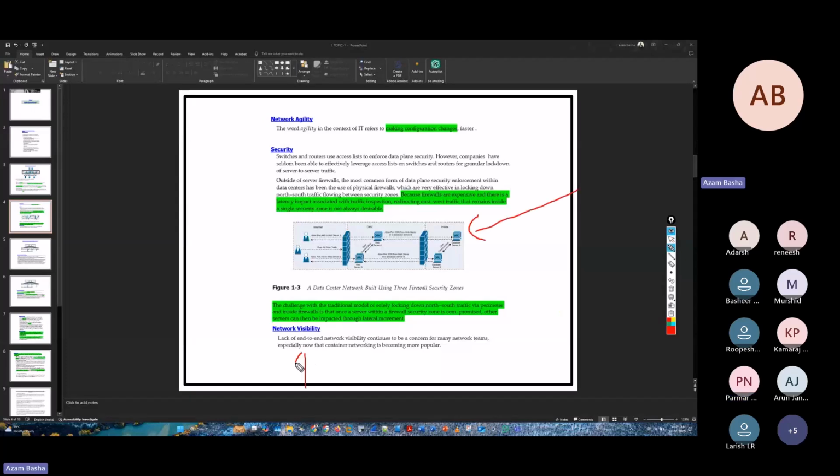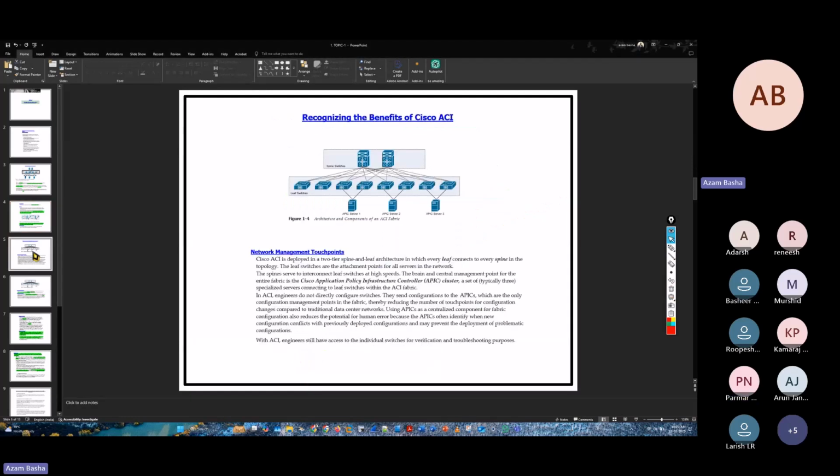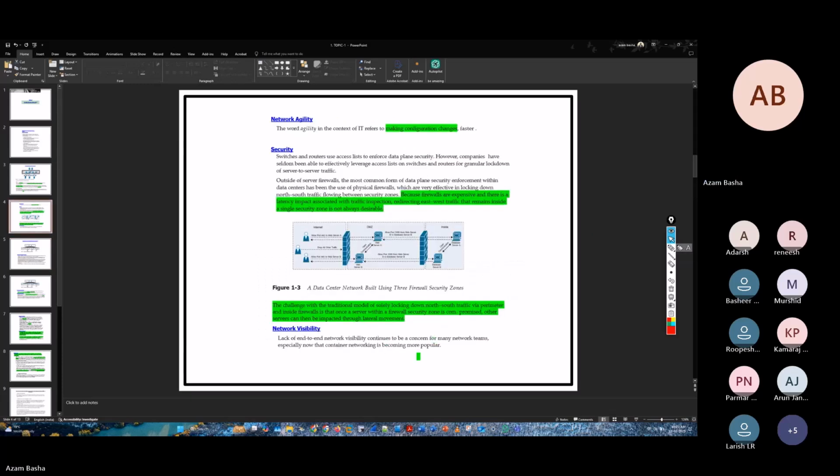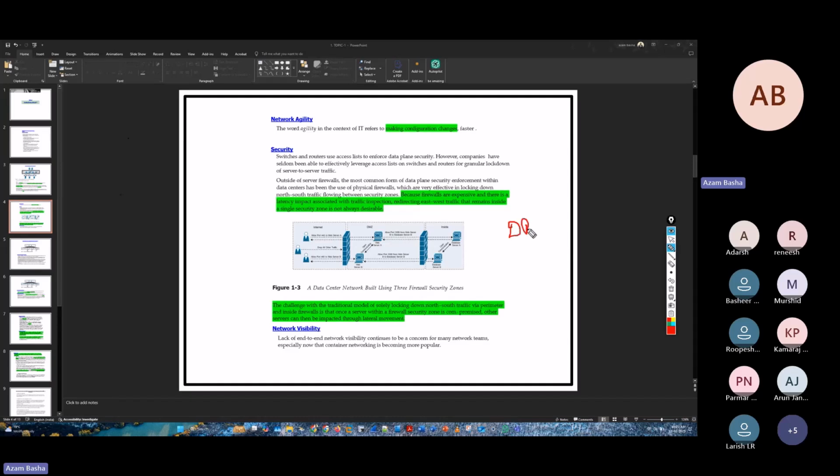The next one is network visibility. For network visibility, we have to go into each and every device and see what the issue is when we are troubleshooting. We have to go and check in each and every device, or go and configure each and every device one after the other. So these are all the drawbacks or limitations of traditional networking.